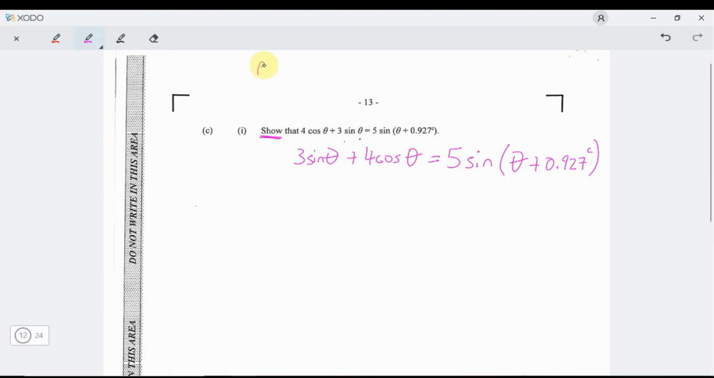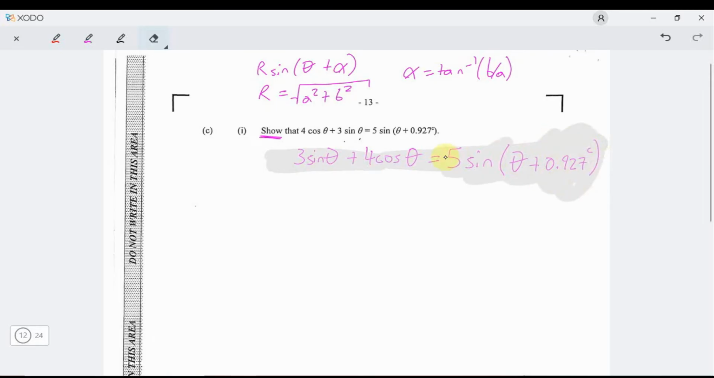Typically what I'd say is, first thing you find R. Always remember it can be expressed in the form R sine in bracket theta plus alpha, where R is equal to the square root of a squared plus b squared, and alpha is equal to tan inverse of b over a, right? And b in that case is 4 and a is 3. Now because it says show, then automatically finding R and alpha does not suffice. It would not be a show. So to do a proof, you have to start by expanding your left hand side, and it needs to work out. All right, so let's go ahead and show them the full proof.